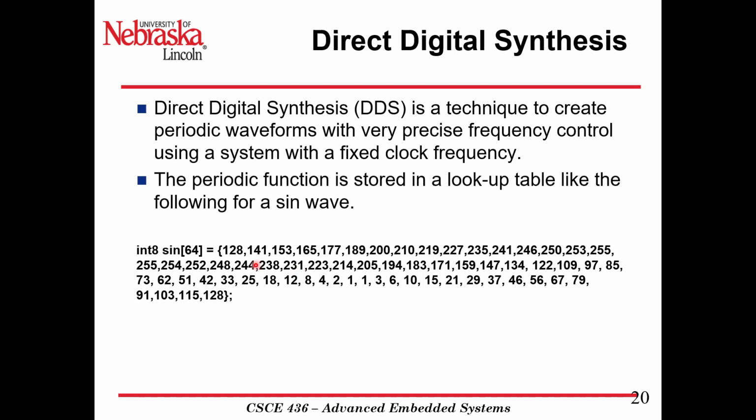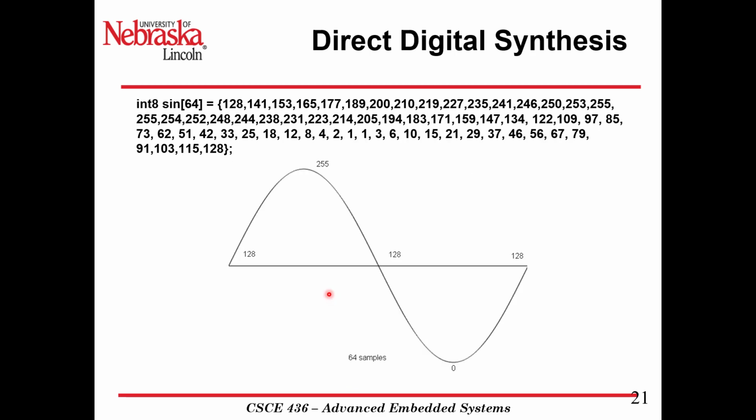So we're going to store it in the wave lookup table. This is an example of a sine wave. This is what that sine wave looks like. So we go from 128 up to 255, down to 0, and back up to 128. And these are all the values. There are 64 values in this array that represent this sine wave.